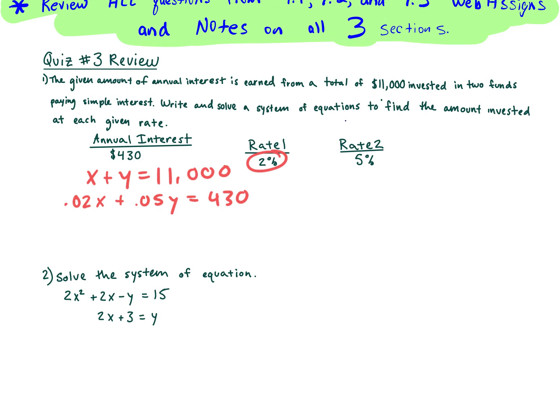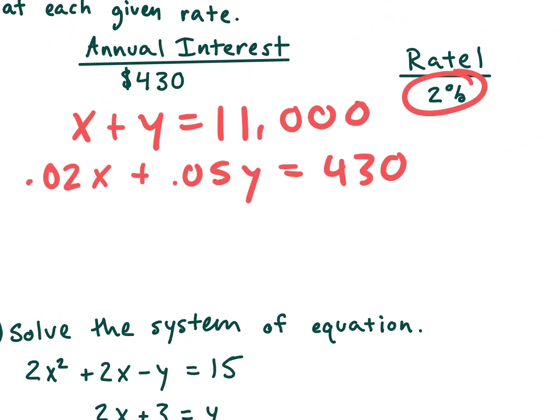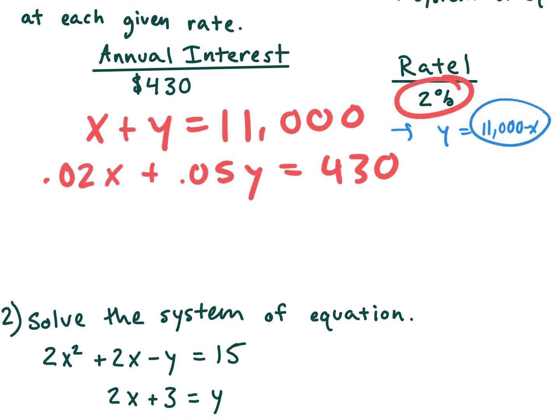The top one I can solve for y. So this would be y equals 11,000 minus x. And then I can take this and plug it in to y. So 0.02x plus 0.05 times 11,000 minus x is equal to 430.